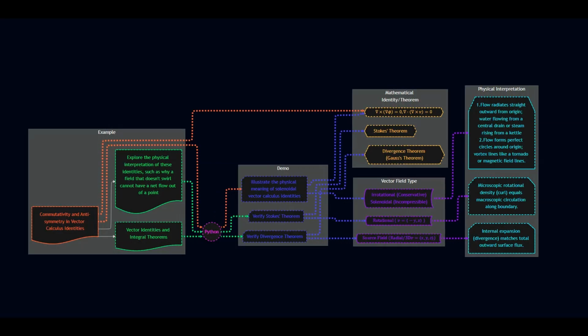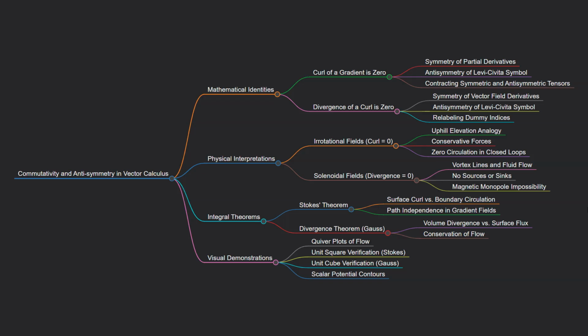Together, these principles provide a rigorous link between the local properties of a field and its global behavior, ensuring that fundamental laws like the conservation of energy and the continuity of magnetic loops remain unbroken throughout the universe.